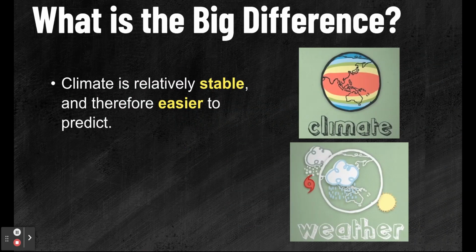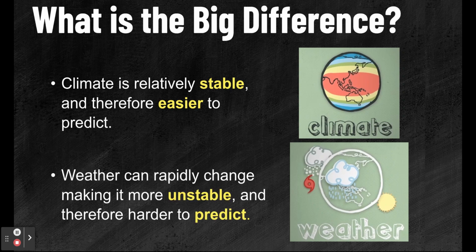So, the big difference between the two is that climate is going to remain relatively stable since it's an average of these long term conditions. And because it's fairly stable, it's easier to predict. Weather, on the other hand, is going to change more rapidly since it's a short term measurement of those factors. And since it can change rapidly, that makes the weather more unstable and harder to predict.